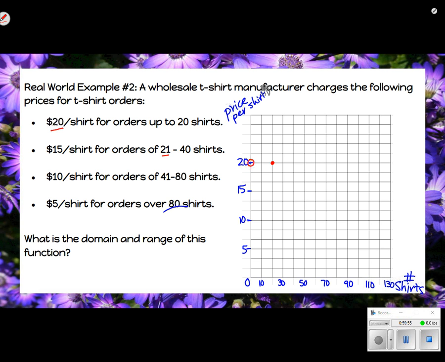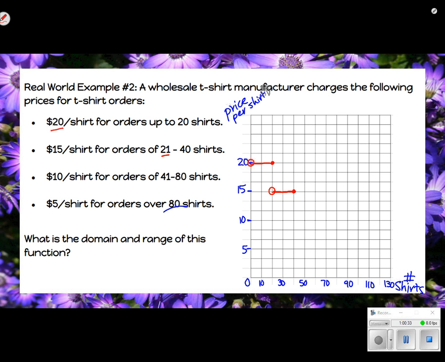But then when we get up to the next one, it's going to be 21 shirts. So we're going to do another open circle there. So there's my horizontal line. Now, when I jump from 21 through 40, I'm going to do another open circle because it's not going to be 20 exactly, but what it does is it takes over for those numbers greater than 20. So then we're going to be at $15. So at 20, I'm going to have an open circle, 20, 15, and then I'm going to go to 40, just going right there, and in between there, we're paying $15 per shirt.